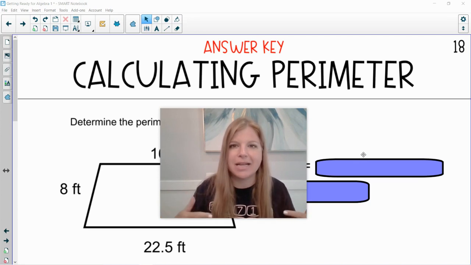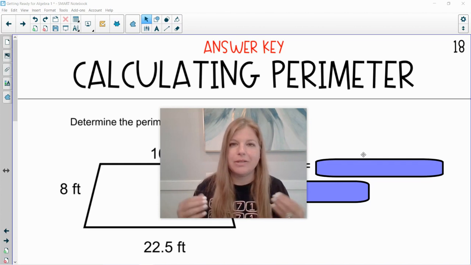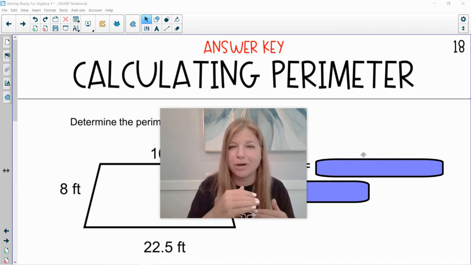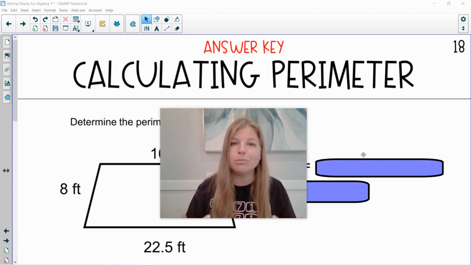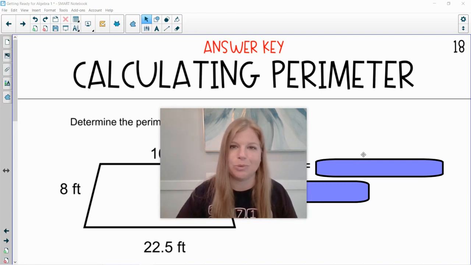Perimeter is just adding up the outside edges. It really doesn't get any simpler than that. Sometimes there's problems where there's extra numbers trying to trick you because they're inside of the figure, they're not part of the outside edge. But as long as you remember that perimeter is adding up the outside edges of a figure, it's so super easy.